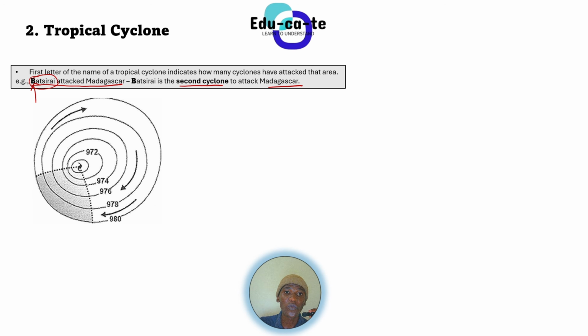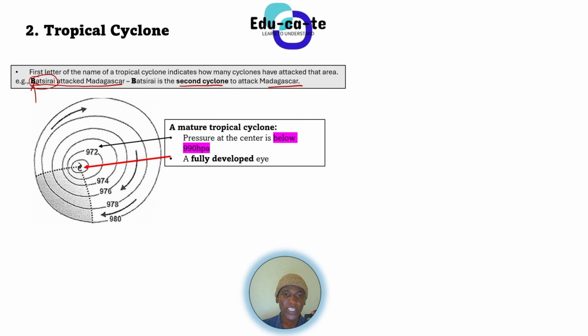But I can actually give you this low pressure system. In a low pressure system, you also look at the pressure at the center and at the eye to say that this is a mature tropical cyclone. A mature tropical cyclone has a low pressure center below 990 hectopascals, and it is a big low pressure system. It also has a fully developed eye, which is indicated by this symbol. Whenever you see this symbol, it shows that this is the eye. The eye is a very calm region with no clouds, just clear skies, but it is surrounded by heavy rainfall. We're going to see how that works.